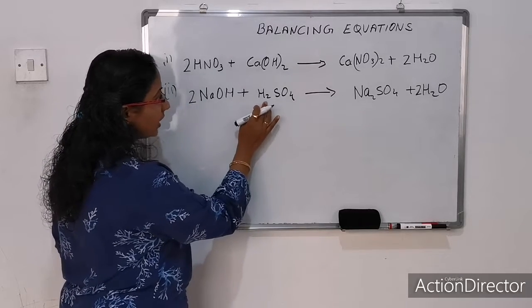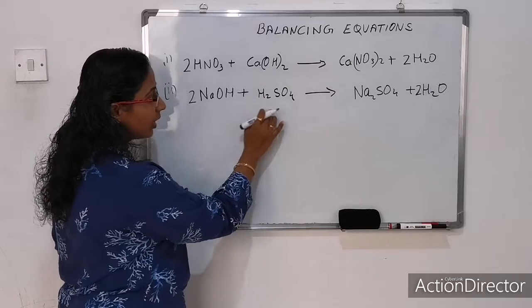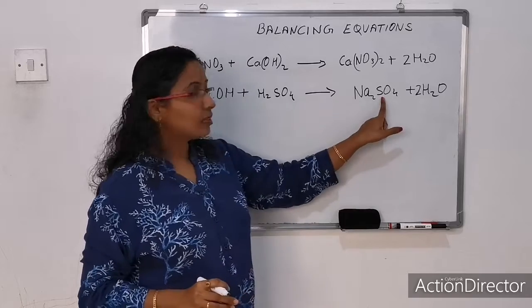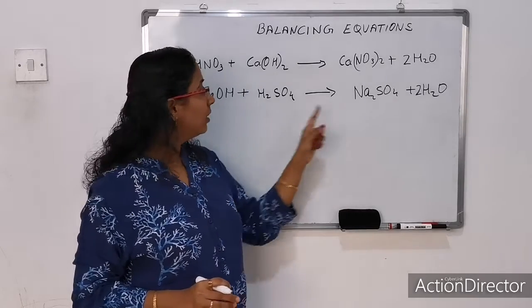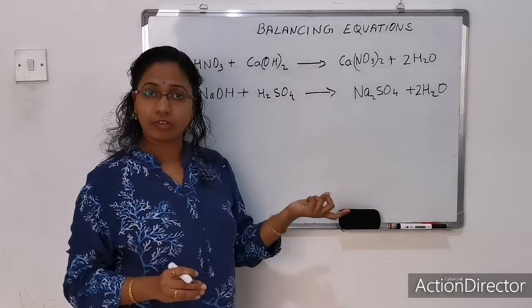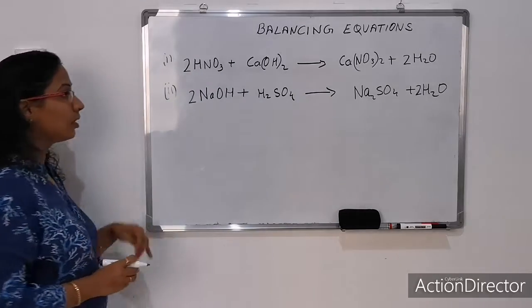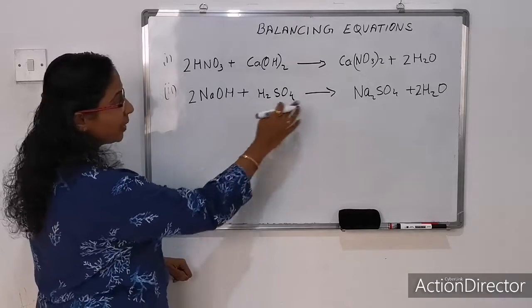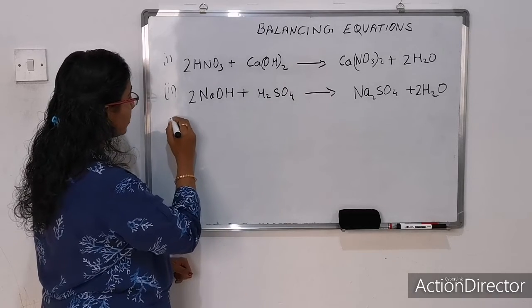Now next, H2 we already checked. Okay. S, sulfur. Sulfur is single. Sulfur is single. O already we checked. So the chemical equation gets balanced. Right? So this is the balanced chemical equation for this.